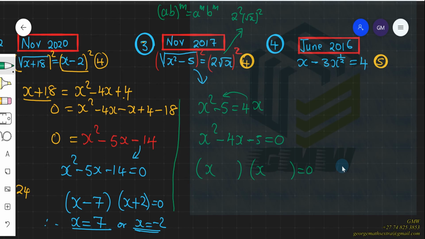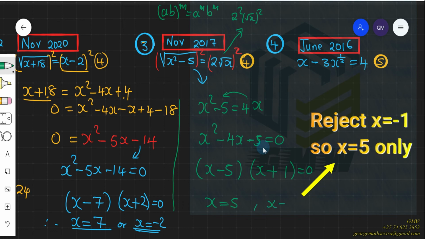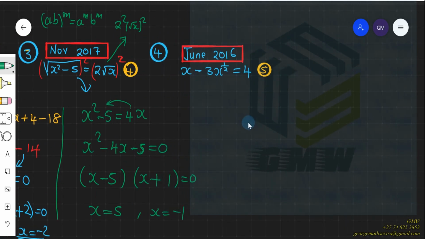So we are looking for two numbers that if I multiply, they give me a minus 5, which is this. And if I add, they give me a minus 4. So that will be a minus 5 and a plus 1. So here my x will be 5 and my x will be minus 1. So done. Now watch the last one that I have for you here.